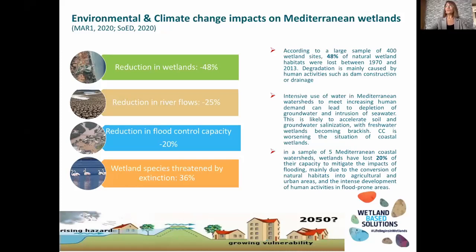Il y a également une réduction de la capacité de contrôle des inondations de 20%, en raison de la conversion des habitats naturels en zones agricoles et urbaines et du développement intense des activités humaines dans les zones inondables. Et en termes de biodiversité, les espèces des zones humides menacées d'extinction vont atteindre les 36%. Ça, c'est ce qu'on constate actuellement.